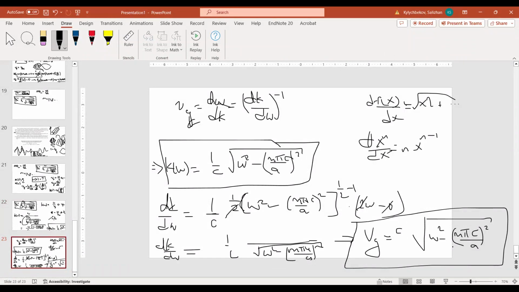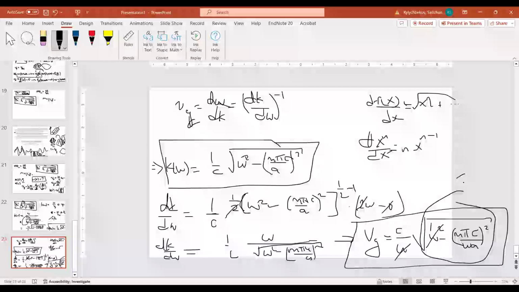Did we lose an omega somewhere? There is an omega in front. The omegas cancel, so this becomes 1 minus some value, which is definitely less than 1, right? Definitely less than 1. So the group velocity is smaller than c, which makes sense.